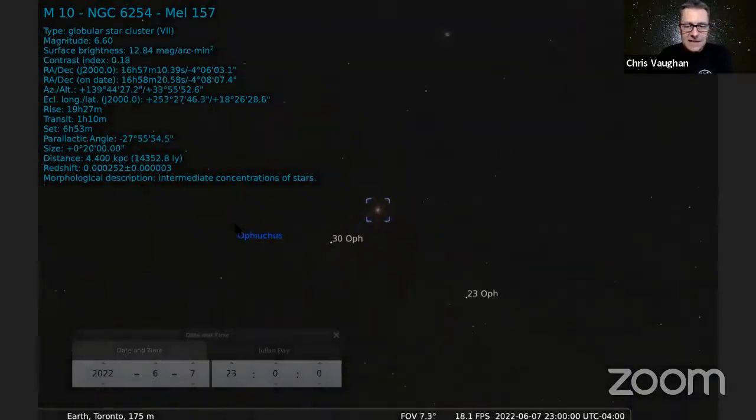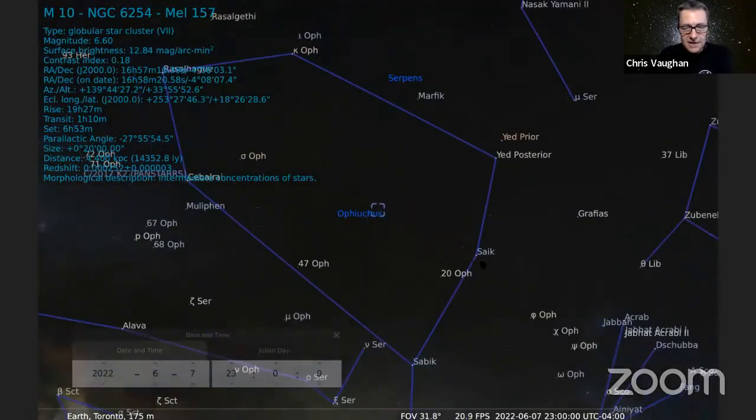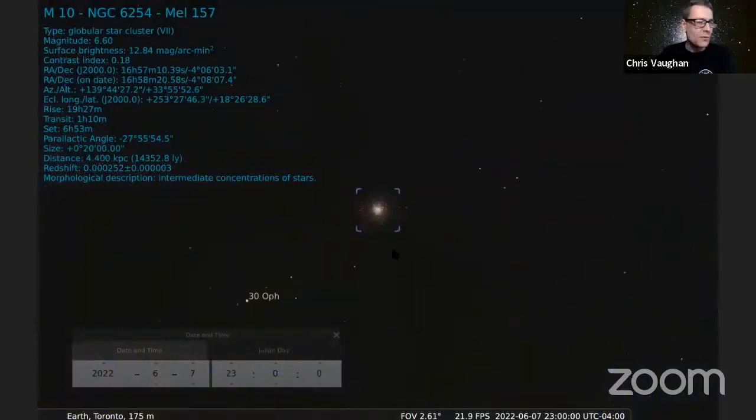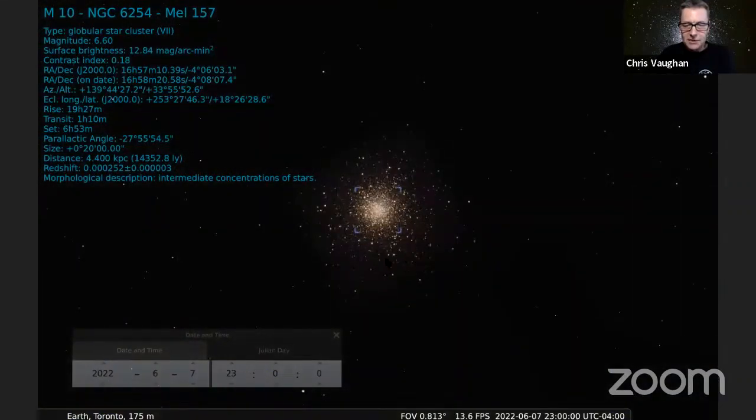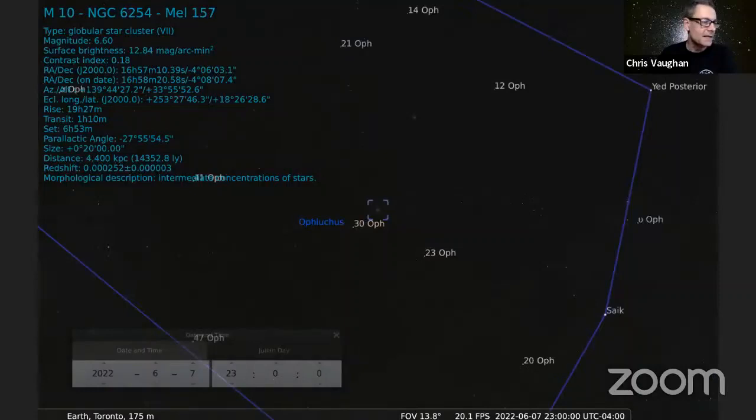As I said, if you use the center line idea between Rasalhague and Sabik, it's closer to the bottom than the top. Got any other tips for you? You can make a right angle. If you find the corner of Ophiuchus, drop down to Sabik, and then go 90 degrees by about the same distance, that's another trick you could use to pick it up. You can look for whether it's symmetrical. You can look for patterns in the brighter stars. You can actually pick up some chains and groups of stars in it as well.